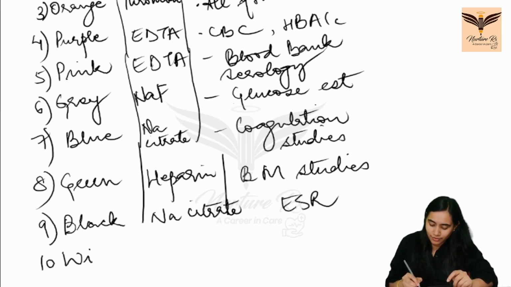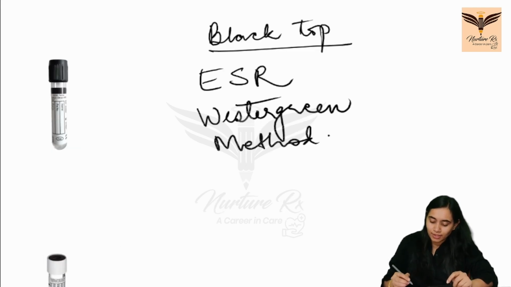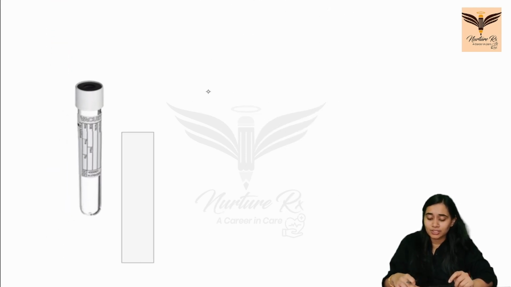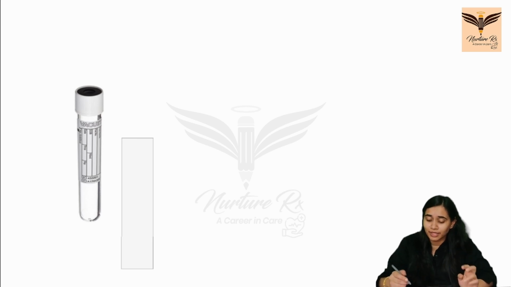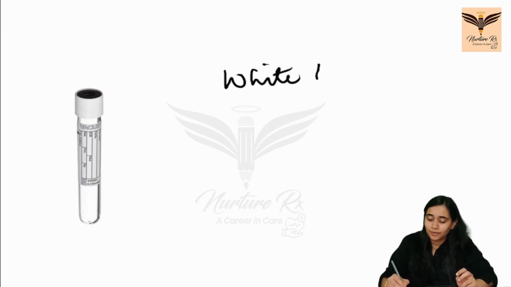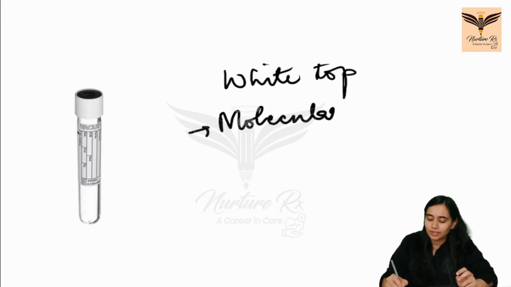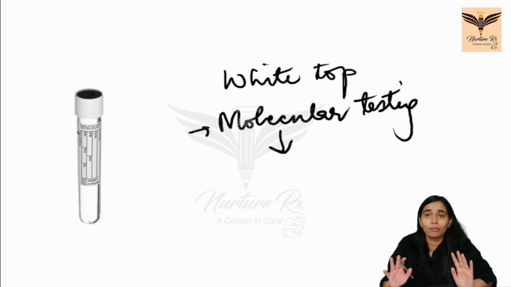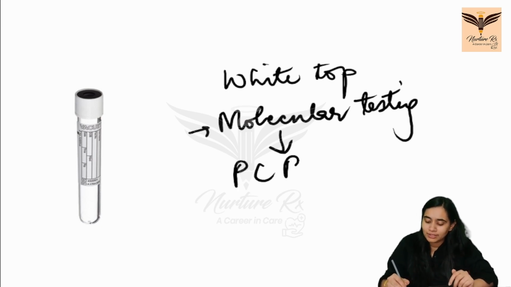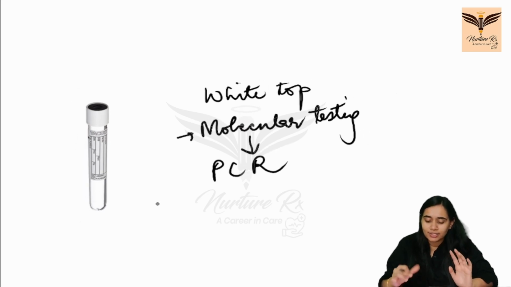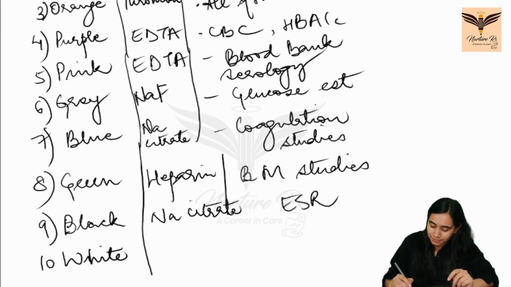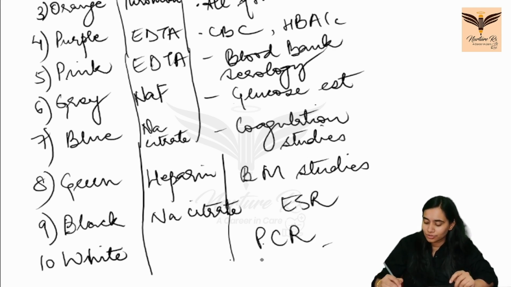Okay, and the last one we have is the white tube. So all you have to remember is just see its face. You have to remember this is the white top tube, and what is it used for? White top tube is used for molecular testing. What kind of molecular testing? What is the most common molecular testing that we know? PCR. Just this much you have to remember about this. It is used for PCR studies, or as you say, molecular diagnostics.